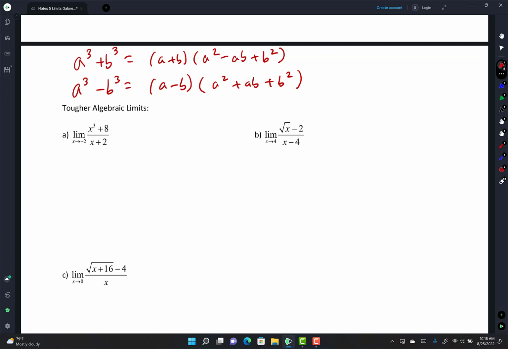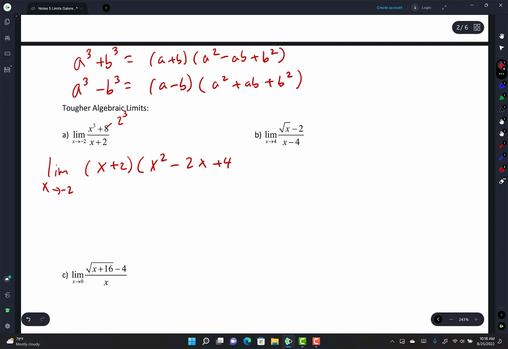All right, here we go. I'm going to rewrite it so you guys can see what's up. Limit as x approaches negative 2. And the top, remember, that 8 is just 2 to the power 3. So I'm going to write it as x plus 2, close, open, x squared minus 2x plus 4, that's 2 squared, all over x plus 2. Is everyone okay? It works. You want to see? We'll do it in a little bit so you can see.